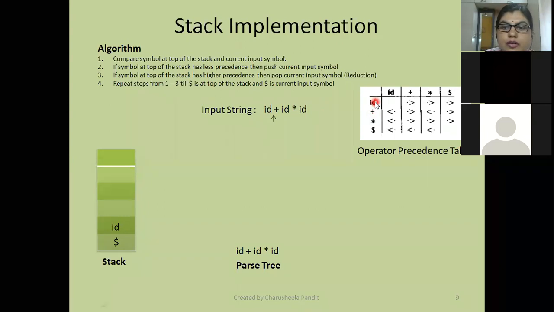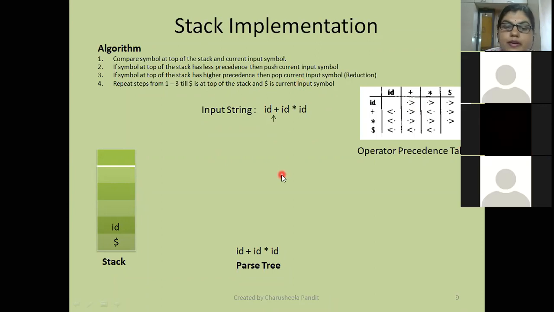So see, this is your ID and the plus. ID is having more precedence. So if it is higher precedence, what we have to do? Pop. So when we pop, that means we are doing reduction. So you have popped and this ID got reduced to E.